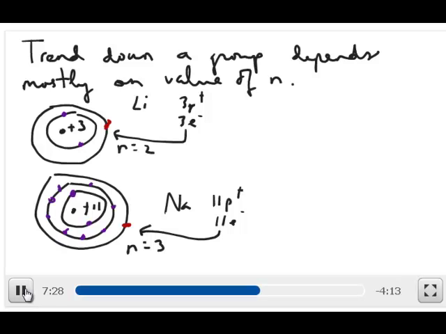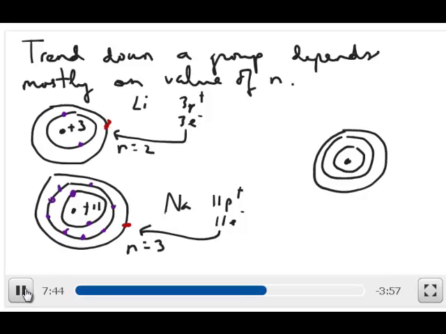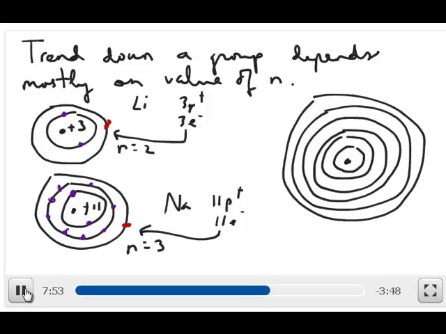Now if I keep going down to larger atoms in the group 1A elements, when I get to something like cesium, for example, I would have the following. Here's the nucleus. Here's 1, 2, 3, 4, 5, and 6. Cesium is in period 6, so it's going to end at 6s1.